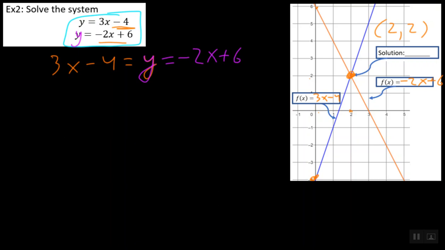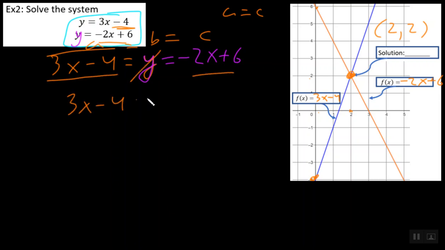Well, in math we have something called the transitive property, which basically states that if a is equal to b and b is equal to c, well then a must equal c, aka we can cut out this y and we can just say, okay, 3x minus 4 is equal to negative 2x plus 6. Look, when this equals y and this equals y, these two things have to equal each other.